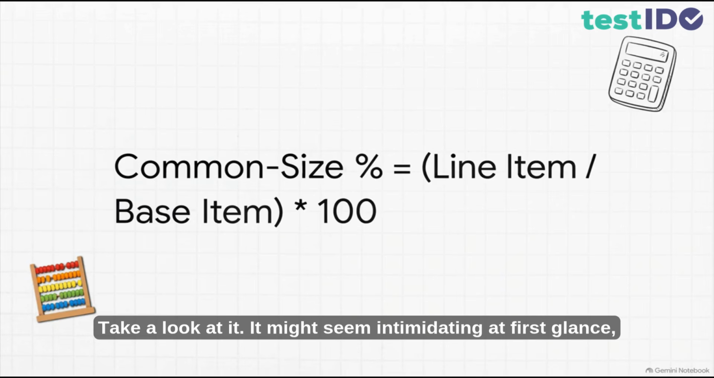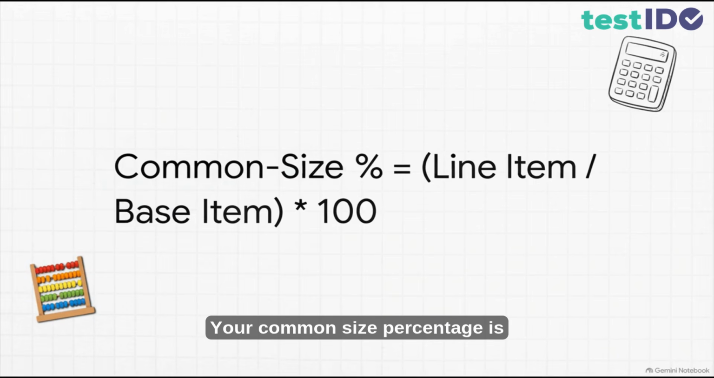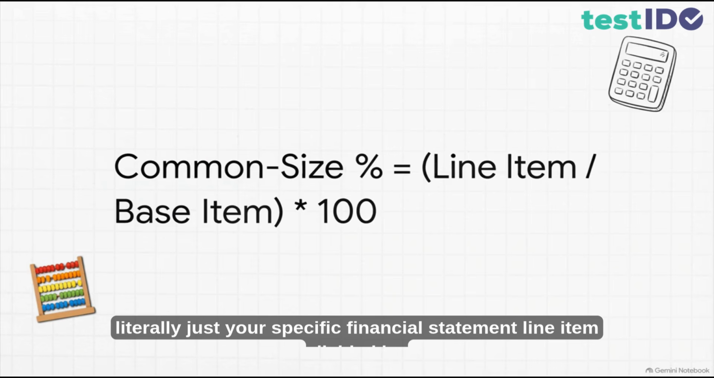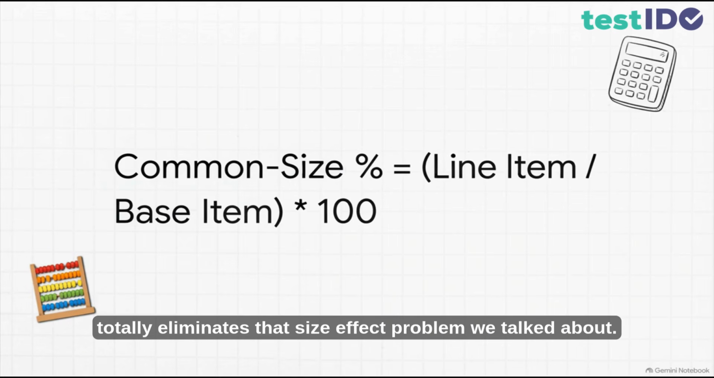Take a look at it. It might seem intimidating at first glance, but notice how incredibly simple the math actually is. Your common size percentage is literally just your specific financial statement line item divided by your base item and then multiplied by 100 to get a percentage. That is the whole shebang. No complex calculus, just basic division that totally eliminates that size effect problem we talked about.